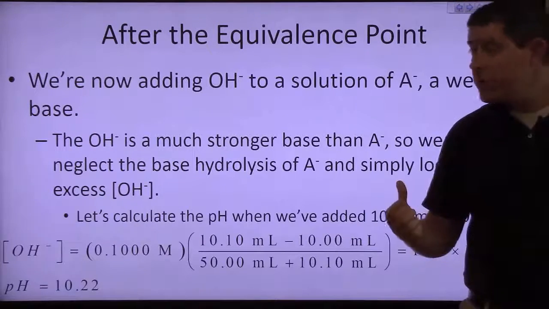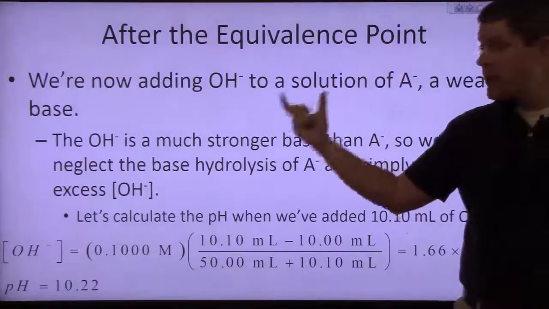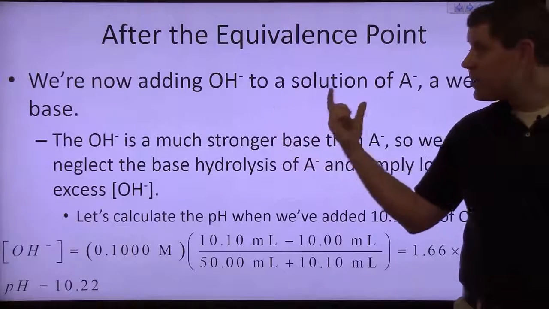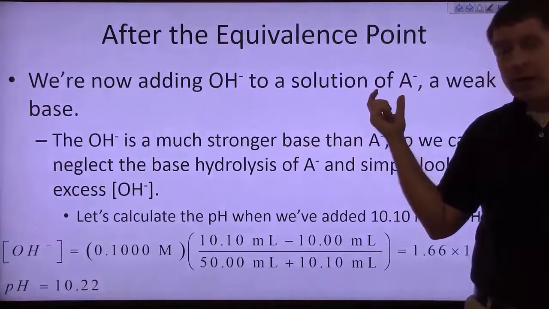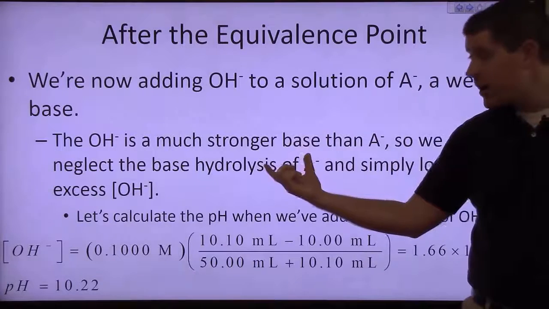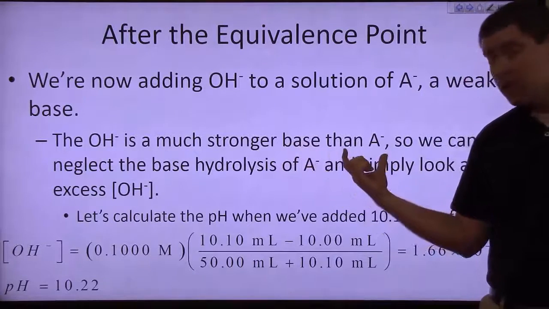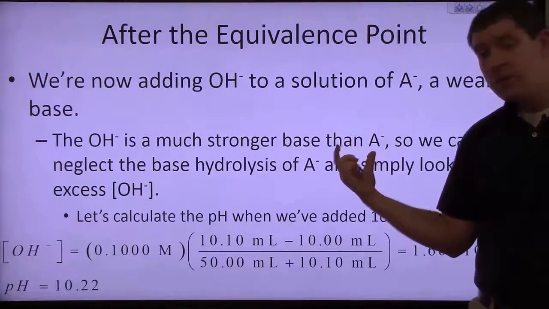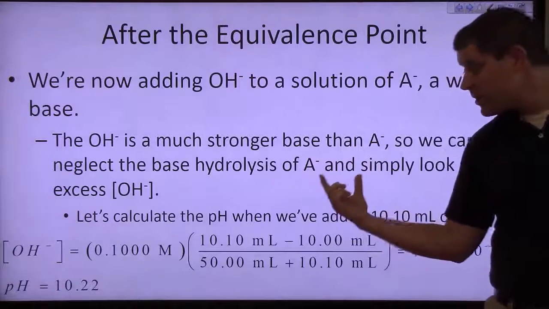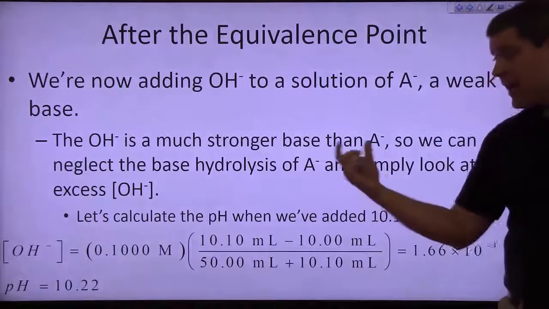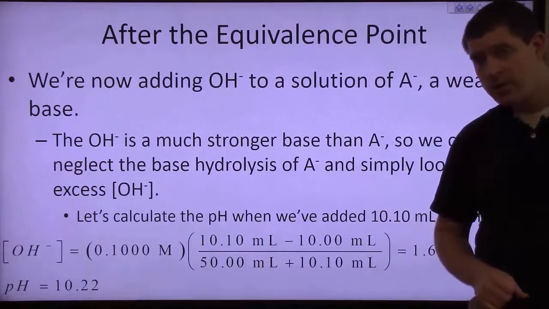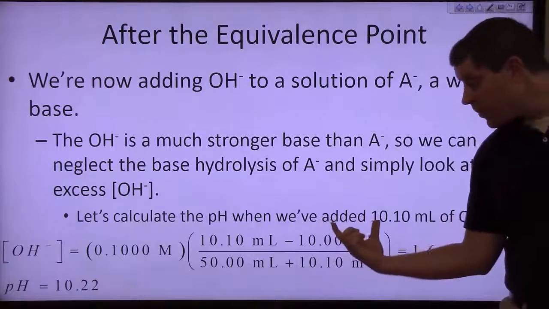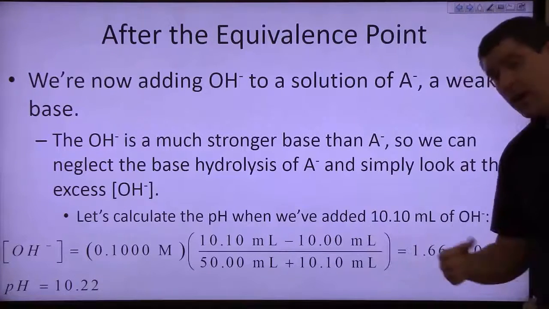And in our fourth regime, after the equivalence point, at this point now, we are adding hydroxide to a solution of our weak base, A-, and the hydroxide is a much stronger base than our A- is, our weak base. And this means we can neglect the base hydrolysis of A- and simply look at the excess hydroxide ion concentration to find the pH. So let's calculate the pH when we've added 10.1 milliliters of sodium hydroxide.